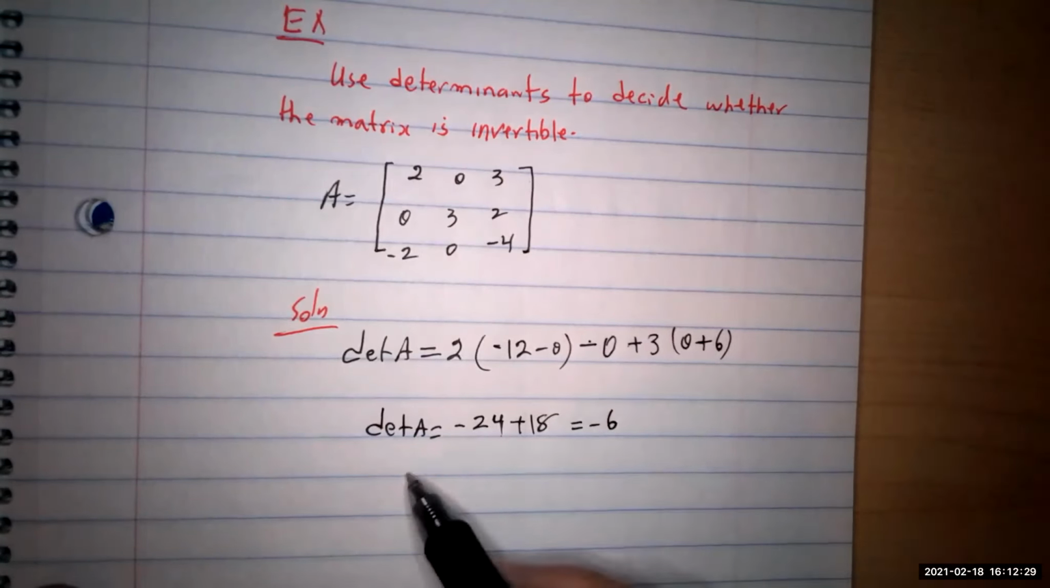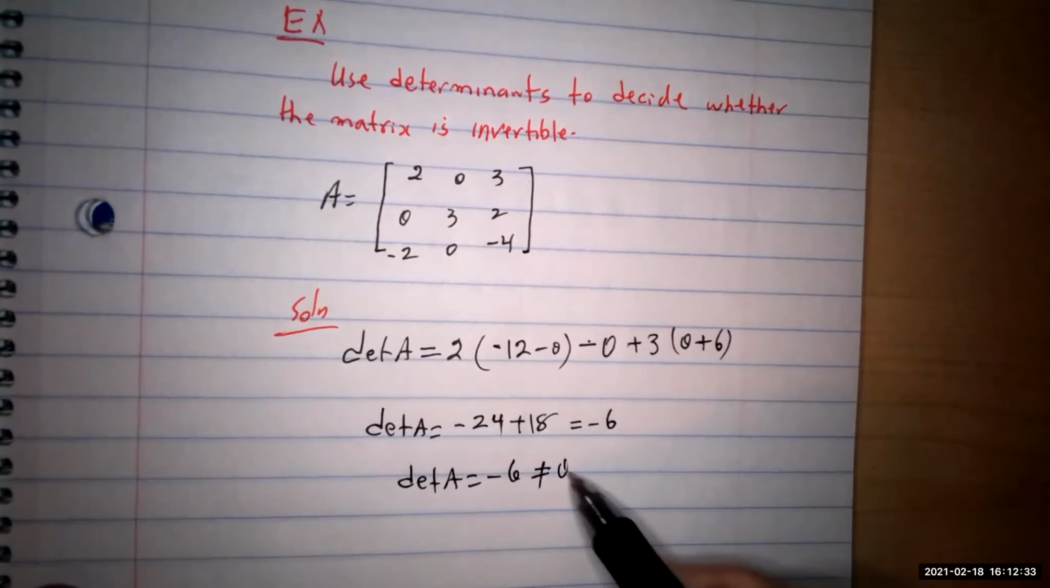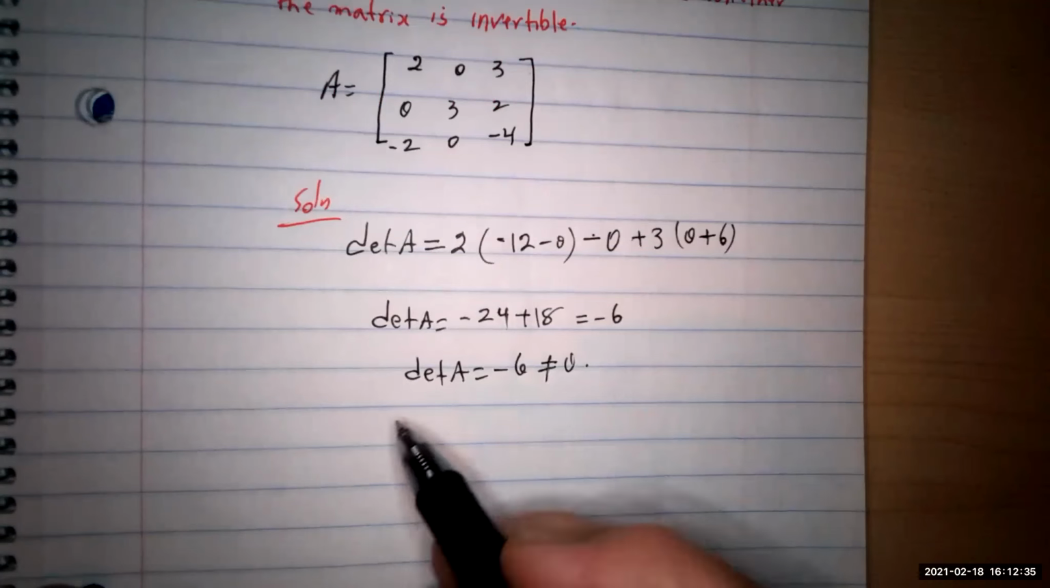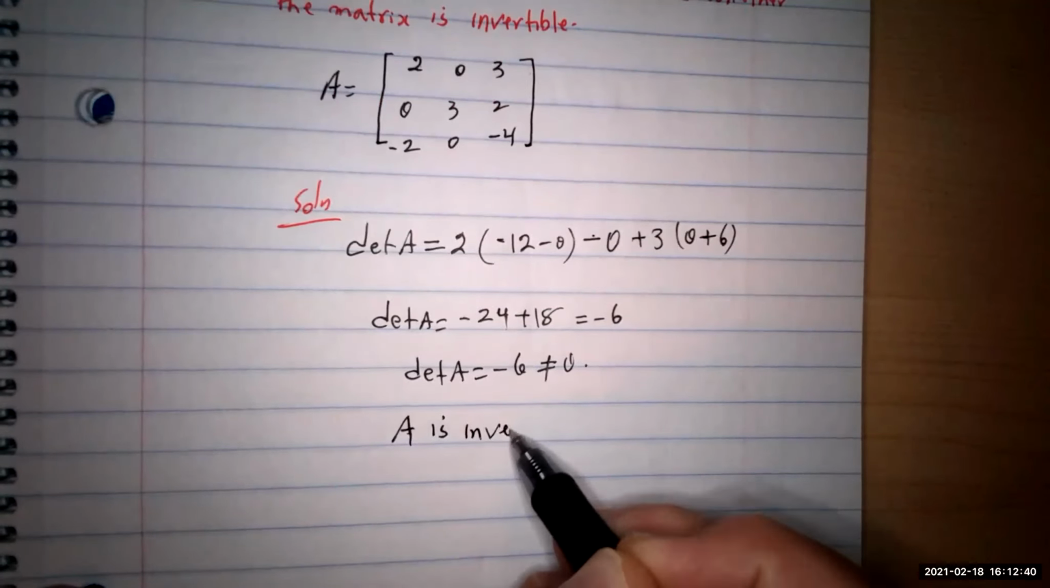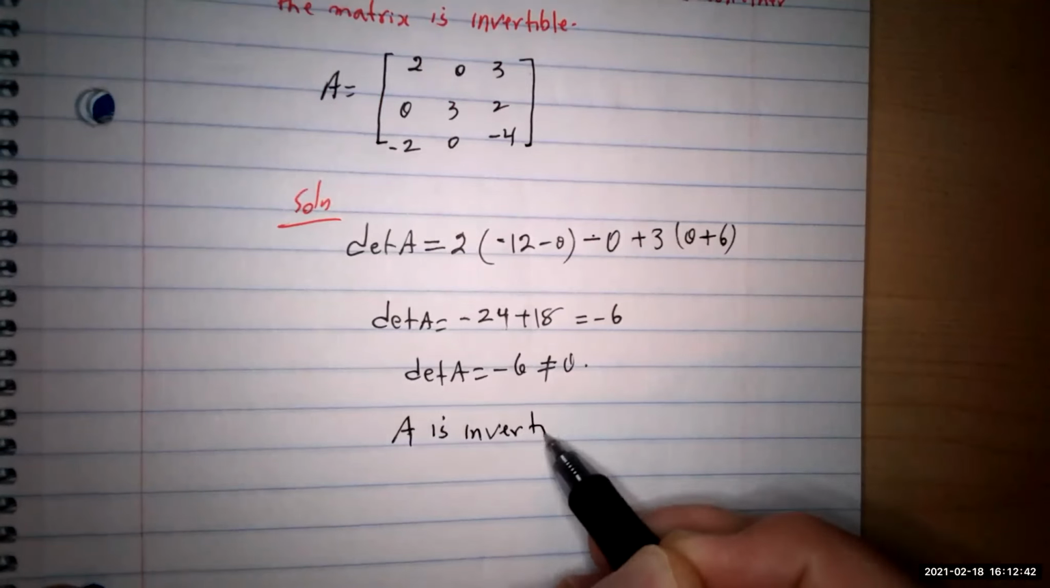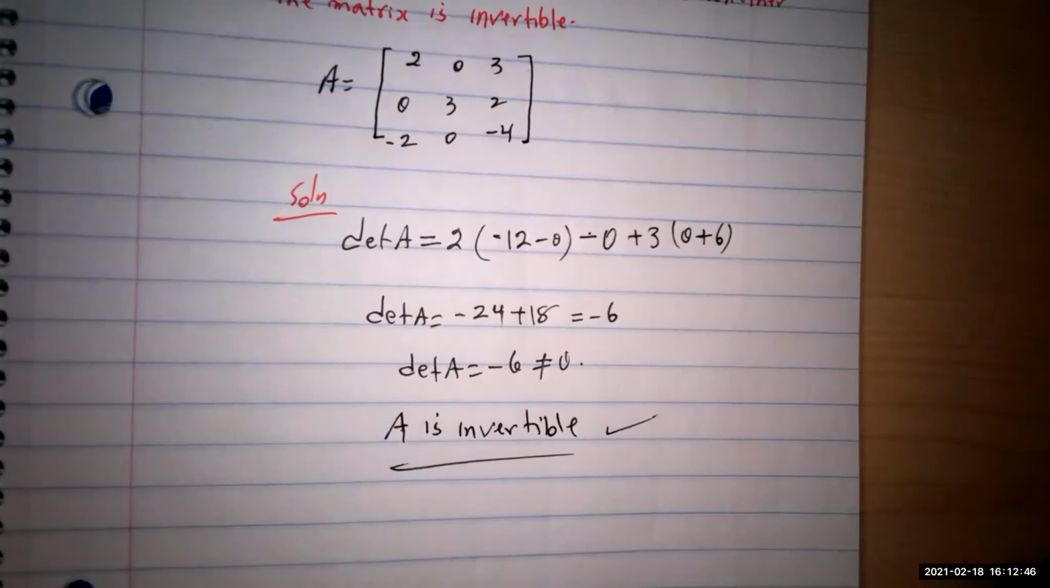Negative 6 is not 0. Negative 6 is a non-zero number, so according to that theorem, A is invertible. This is a very nice conclusion of this theorem, or those properties that we talked about.